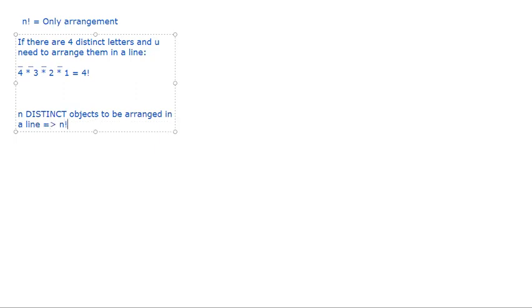n factorial can never be a case of selection. So if a question says it has to be selection, then you cannot use n factorial. Just keep it in mind. You should never do it. You should do something else. That's the important point. Again, here observe I'm saying distinct. What happens if there are not distinct objects?